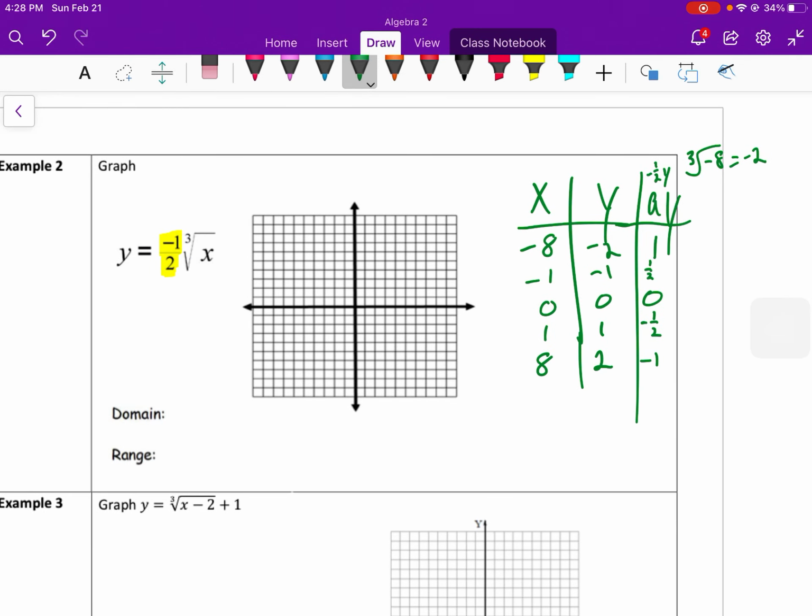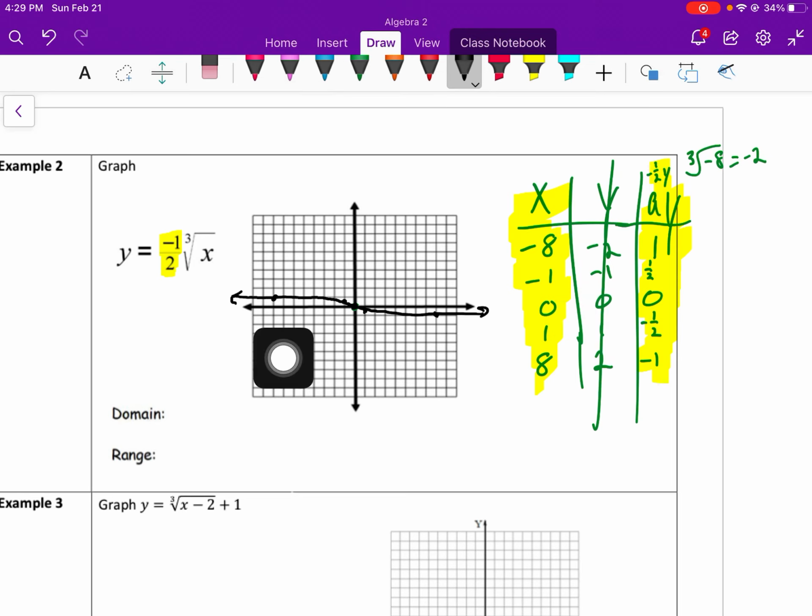So now let's plot this. It's centered at the origin, and we can plot these points. We don't want our y values, we want our a times y. Those are our new points. So we have -8, -8, 1, it's positive. So that's -8, 1, -1 half, 0, 0. We have 1, -½ and then 8, -1. So this is clearly a vertical shrink, it looks like. It's real narrow.